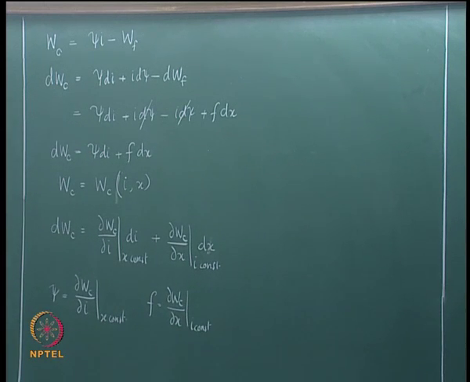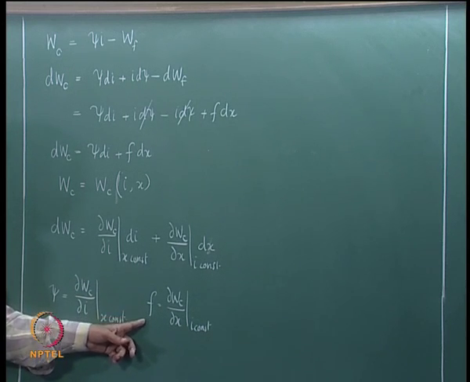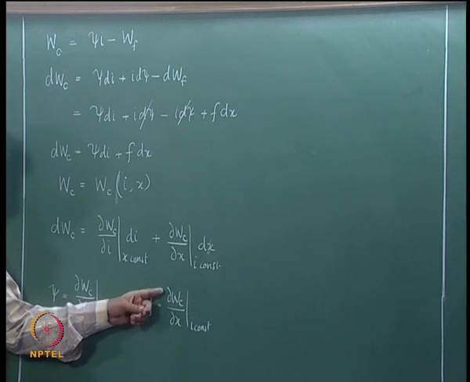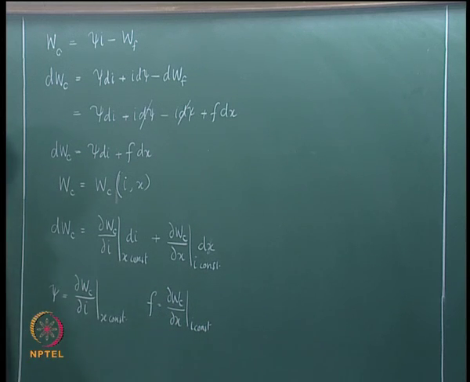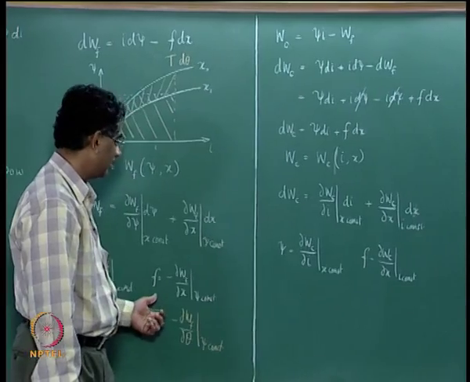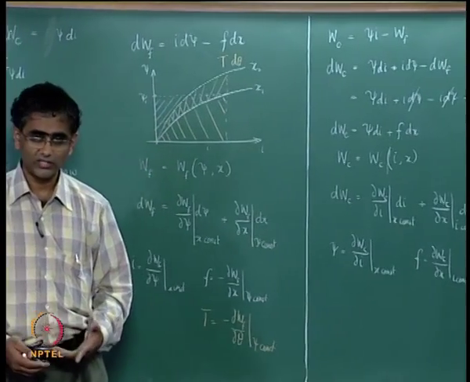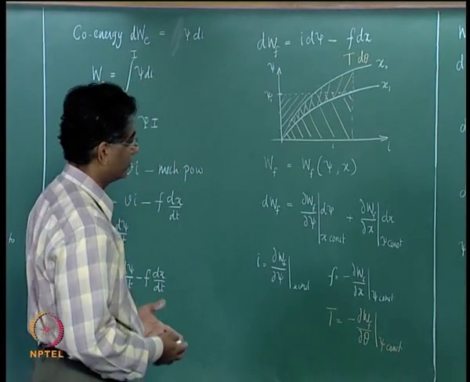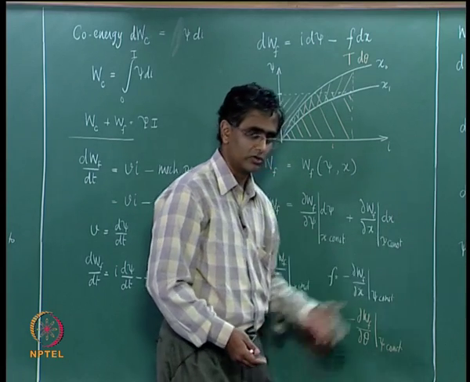Which means that if you go through the field energy route, one can evaluate force as minus of change of field energy with respect to x, keeping psi constant, or if you go through the co-energy route, then force can be evaluated as the differential of co-energy with respect to x, keeping I constant. Now both these must yield the same answer, the same expression. Which one you will use depends upon which is easier for you to handle, and these two should give the same expressions.